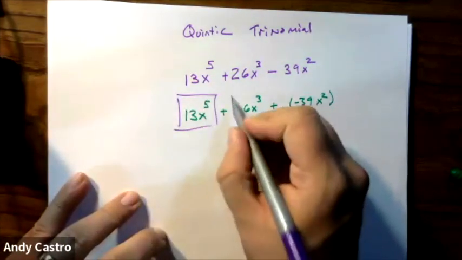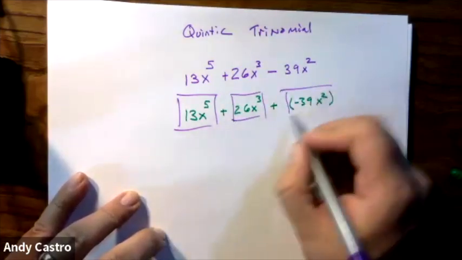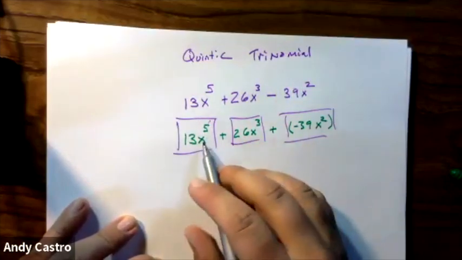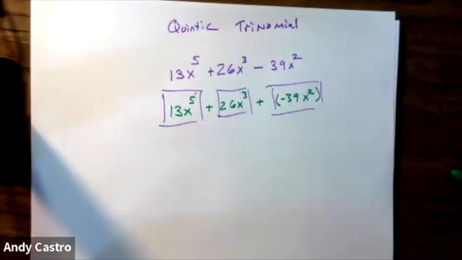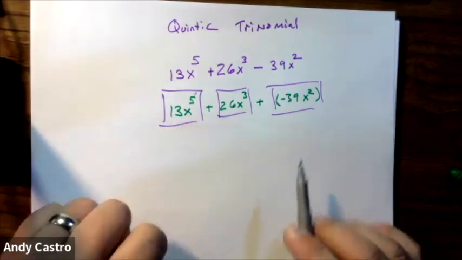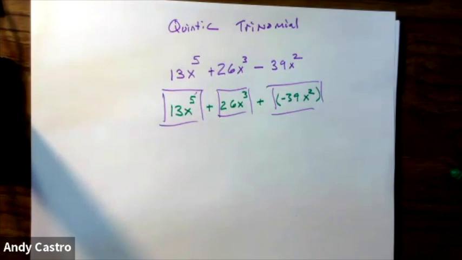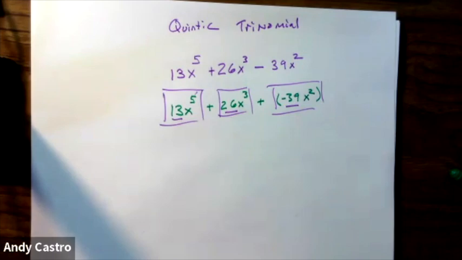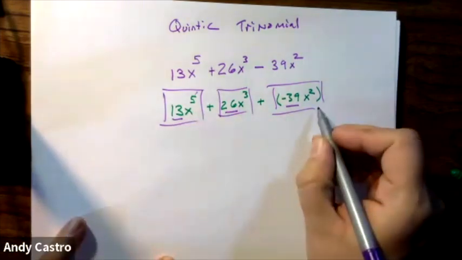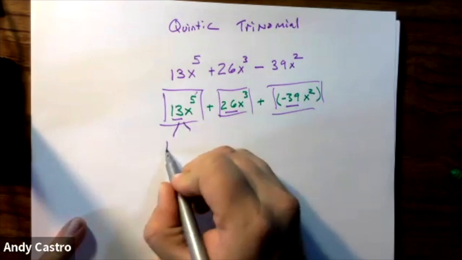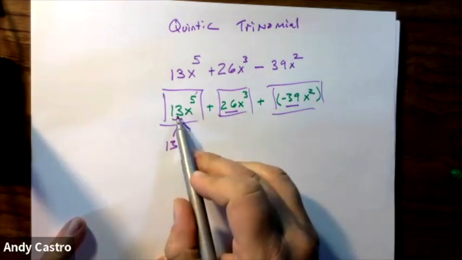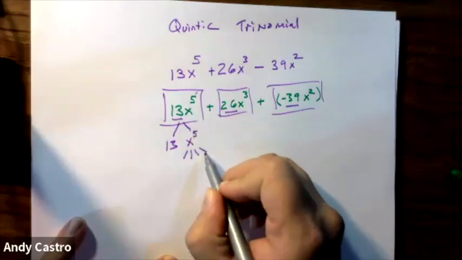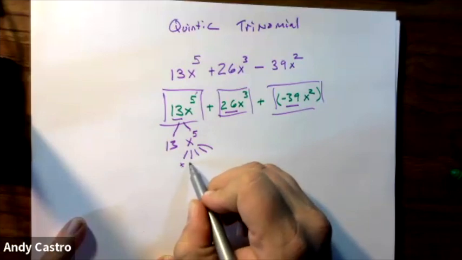We can move things around if we need or want to. Here we have 3 terms. That's my trinomial. Largest exponent is 5. That gives me the quintic. The coefficients, the numbers that are multiplied by the variables, are 13, 26, and negative 39. This one looks like they all have x's, so let's do our due diligence. 13 is a prime number, so it stays at 13. X to the 5th, obviously, is 1, 2, 3, 4, and 5 x's.